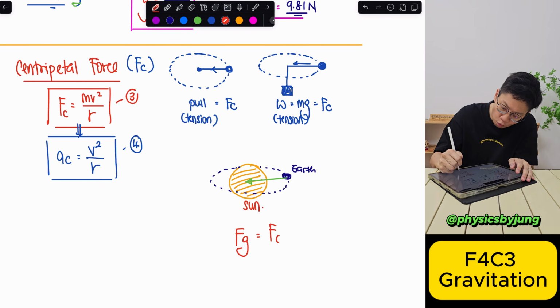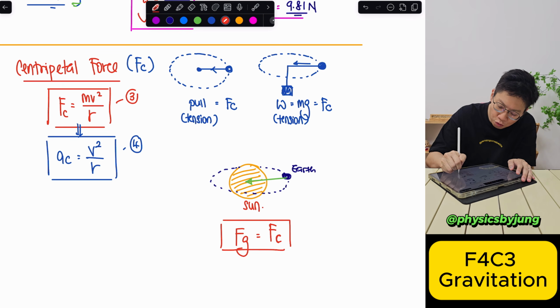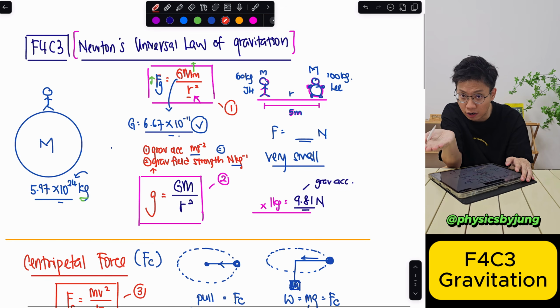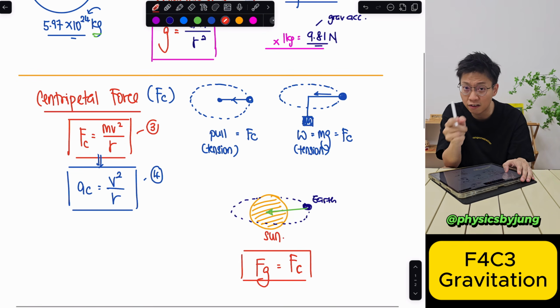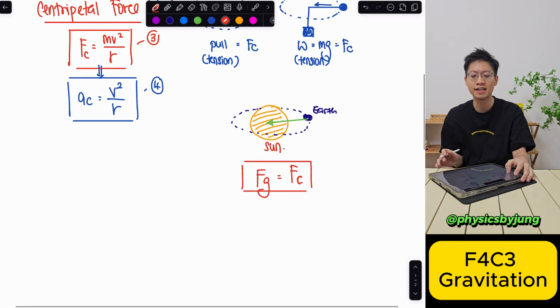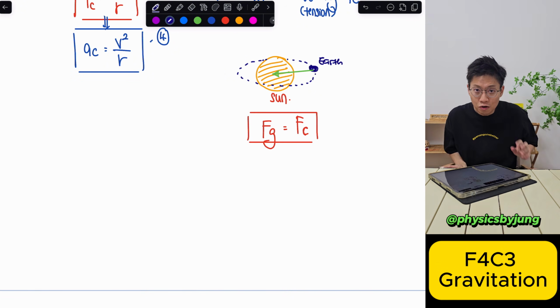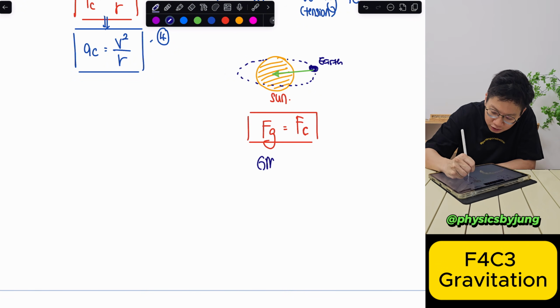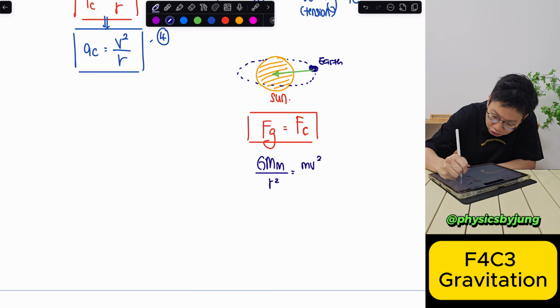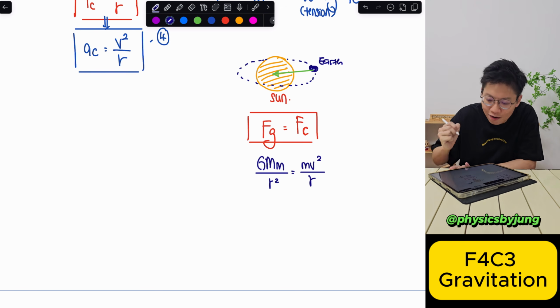Now guys, watch where the magic happens, alright? Now, we have the first formula from the top: gravitational force, gravitational field strength, gravitational acceleration, centripetal force, centripetal acceleration, and now we reach this part. So remember guys, I want you to focus up. What we know here is that gravitational force is equal to GMm over r squared. Centripetal force is mv squared over r.